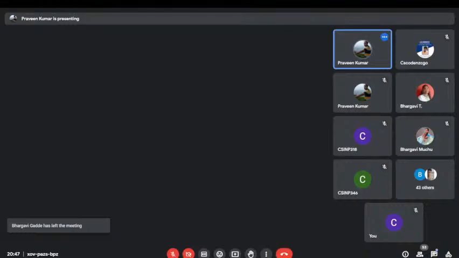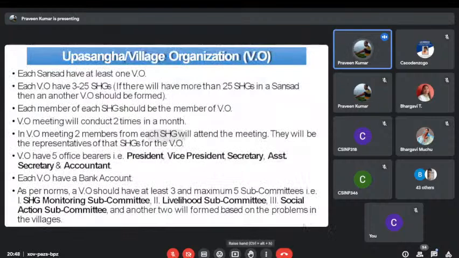It comprises of the members of self-help groups. The village organization comprises of 2 members from each self-help group. The members are there, and they look over the entire village. We have a president, vice president, assistant secretary, and accountant. They have a bank account, and they have committees.